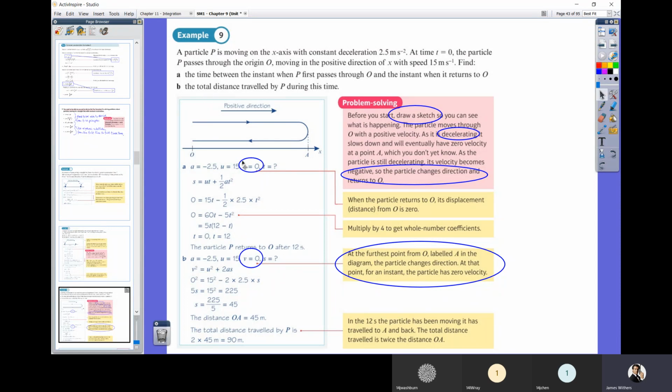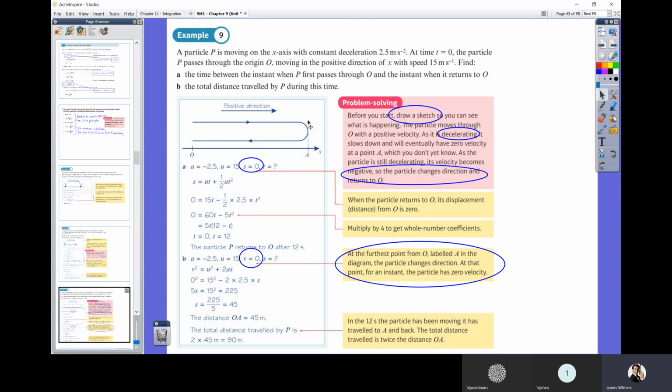So just remember, s is displacement. That is how far away you are from your starting point. So clearly, when you begin, your s equals 0, but your s is also 0 when you get back to where you started. So s equals 0 to answer part A here. Now for part B, to work out the total distance traveled, you start off by working out how long it takes to go from O to A.